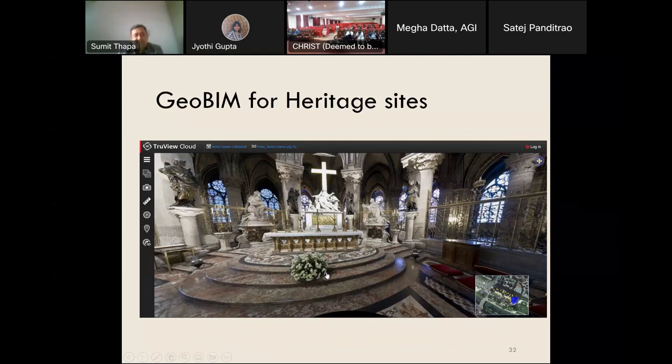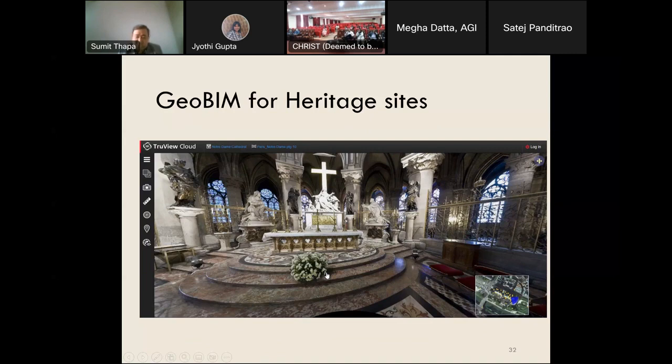captured this cathedral, and this data was available with him, which is used by the people who are doing the restoration drive. So in heritage reconstruction, restoration or redevelopment, GeoBIM actually plays a very, very big role in these particular schemes.